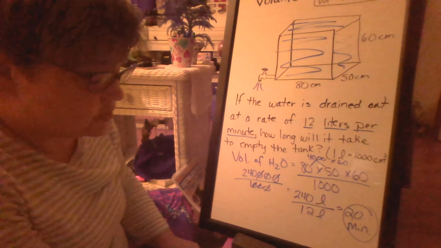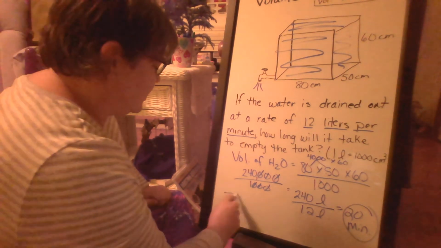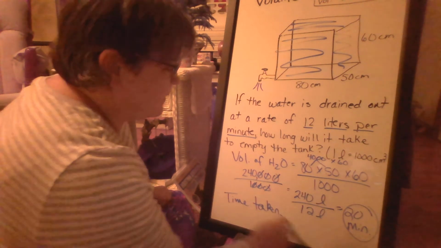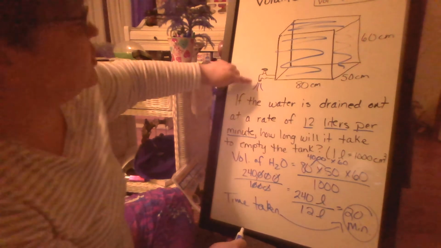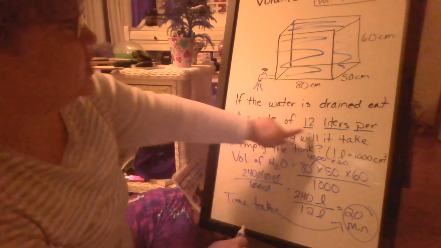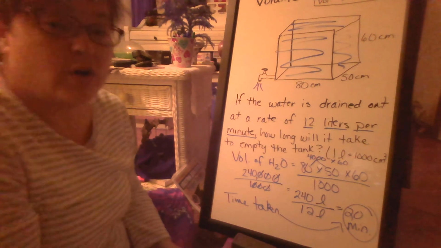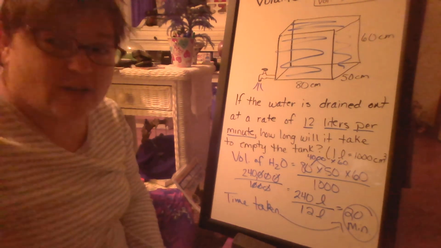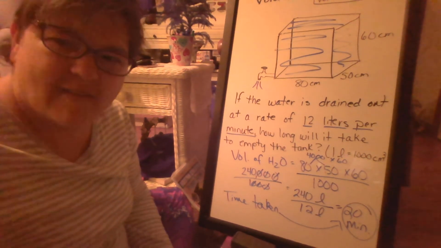All right, so time taken. Well, 20 minutes. So for this whole tank to be drained by this faucet going at 12 liters per minute, it would take 20 minutes for all that water to drain. Okay? Hold on a second and I'll show you the next one we're going to do. That wasn't too bad, was it?